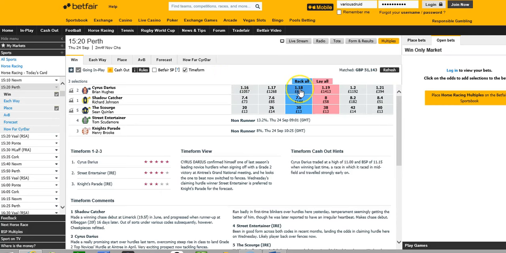It's just the favourite's too short. There's nowhere for the second favourite to go, and the third favourite wouldn't meet our criteria anyway. So that's not a race for us. So again, we'll just click through.